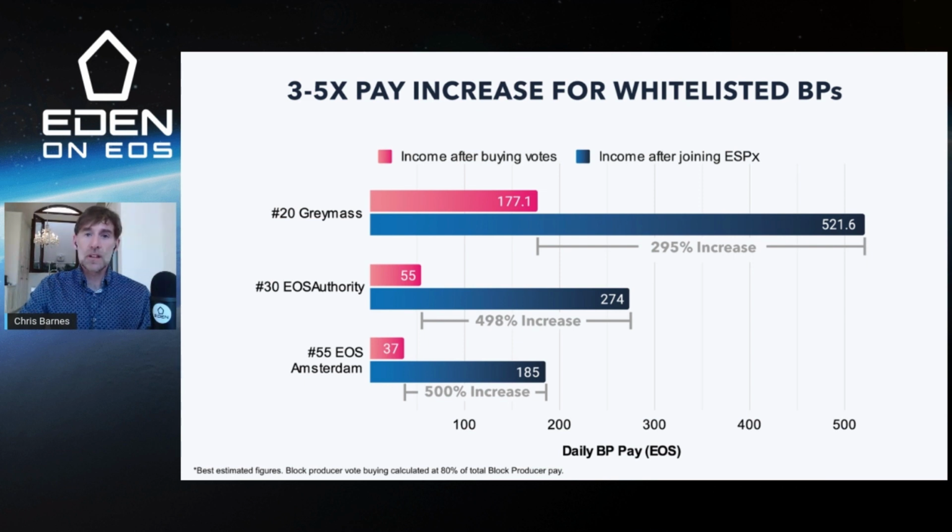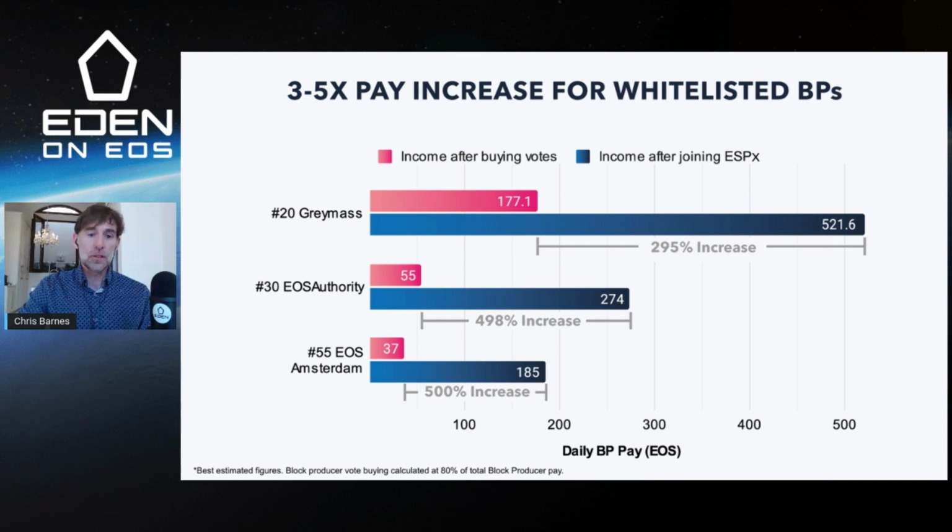So here we can see Graymass, an extremely valued contributor of our ecosystem. At the time of this snapshot, they were in the 20th place. If we assume that they're paying 80% of their BP reward back to token holders, that means they're roughly only receiving 177 EOS a day to run their operation. And as we know, Graymass does provide a lot in terms of what they do. If they sign up to the Eden Smart Proxy, they no longer need to pay for votes. If the Eden Smart Proxy achieves enough stake and enough token holders proxy their votes to it, and they end up in the 20th spot again, they will then be able to keep 521 EOS a day to put towards the services and the products that they offer and run.